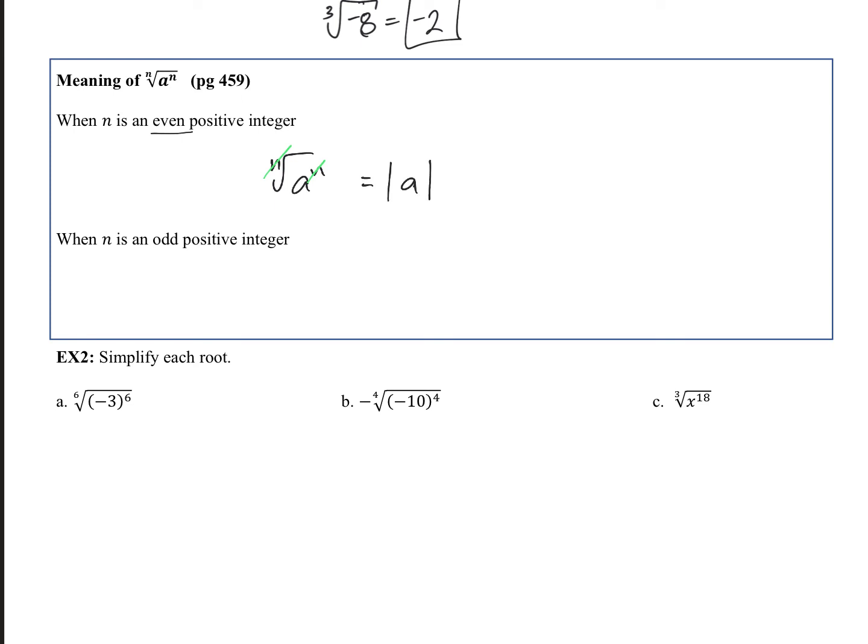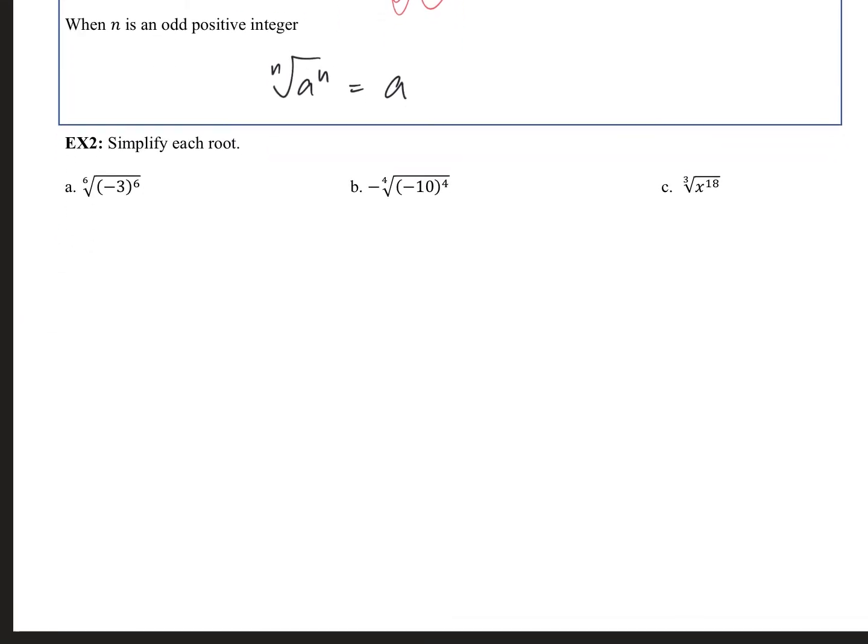We have to be careful, we need the absolute value. And the next one, when n is an odd positive integer, the nth root of a to the n is just going to end up equaling a. We don't have to worry about the absolute values. Usually, however, with the variables in Math 103 or Math 82, it'll tell you we're working with a positive integer, which means you wouldn't have to worry about the absolute values. However, if they don't tell you your variable is positive, then you need to worry about the absolute values.